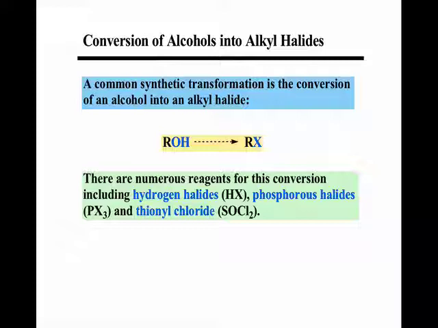You need to know that the hydrogen halides can do this type of chemistry, so HCl, HBr, HI. HF does not do this. HF is not a strong enough acid. The phosphorus halides, like PCl3 or PBr3, those types of reagents can convert an alcohol into an alkyl halide. And thionyl chloride, SOCl2, which is probably one of my favorite reagents for doing this. It can convert an alcohol into an alkyl chloride very, very easily.